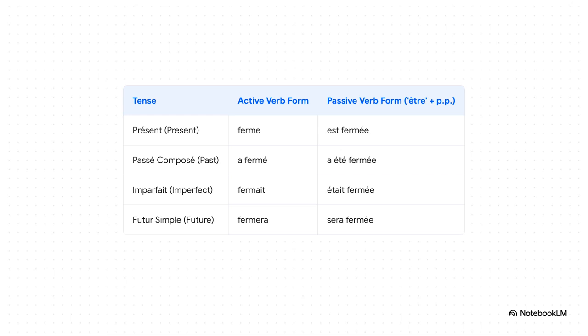So if you want the past tense, you just put être in the past. A été. You want the future? You use the future of être, sera. That's literally it. It does all the heavy lifting for you.